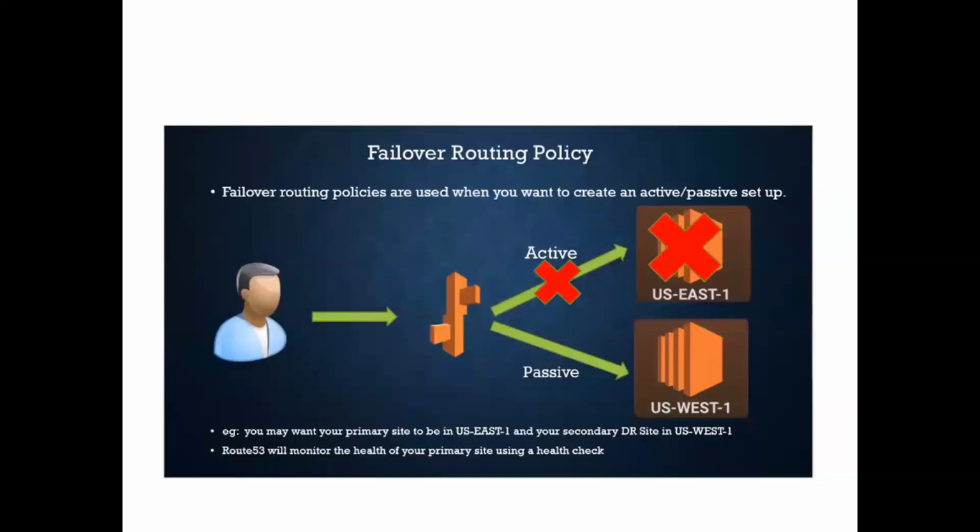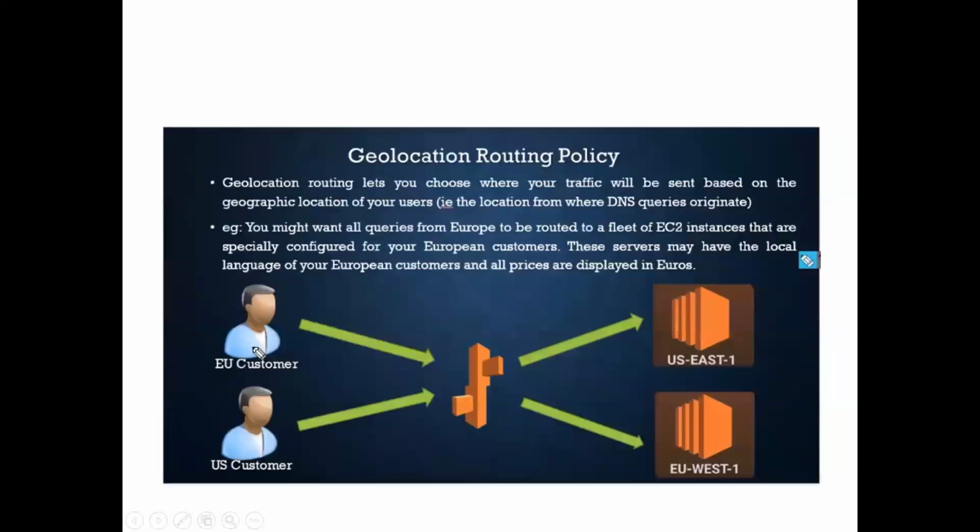We have two different regions, US East 1 and US West 1. If something happens to US East 1, then US West 1 will become active. So Route 53 will protect us from regional failures. We configure in two different regions, and if one region fails, we access the application from the other region. This is failover, and we also have the geolocation routing policy.